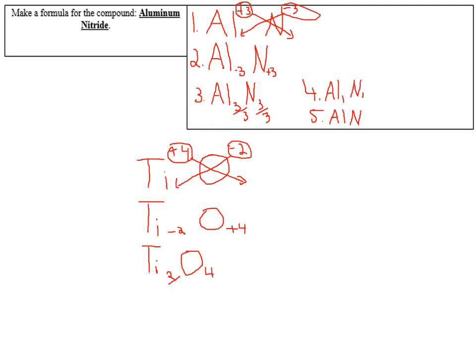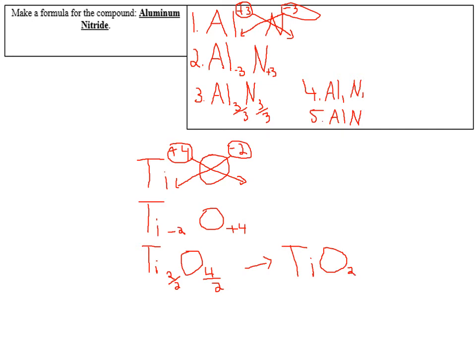Don't divide by 4, because if you divide by 4, 2 divided by 4 is 0.5, and that's a fraction, so you won't do that. So you can divide by 2, and when you clean up, it looks something like this. Ti, 1, but I'm not going to write the 1 down because it's implied. O, 2. So for ionic compounds, it's essential that you reduce if it's possible to reduce.